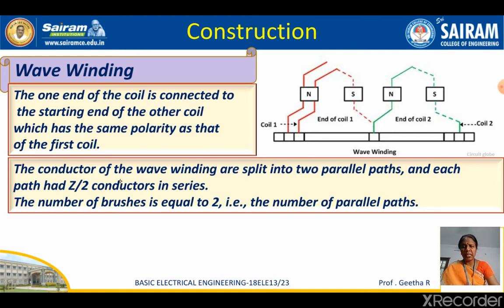The conductors of the wave winding are split into two parallel paths, and each path has Z by 2 conductors in series. So the number of brushes is equal to 2. That is, the number of parallel paths is equal to 2.